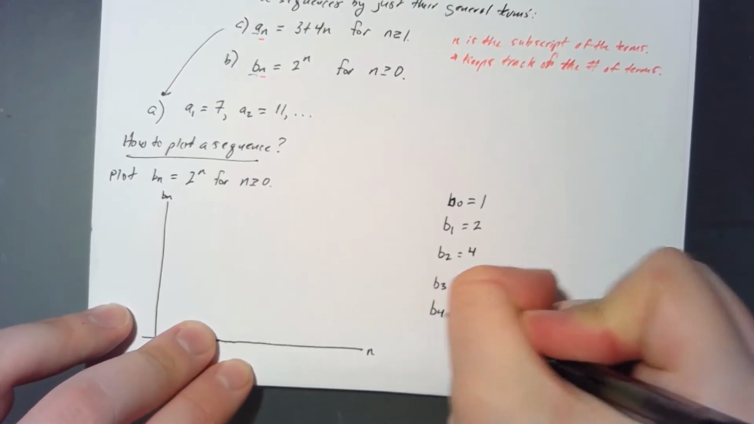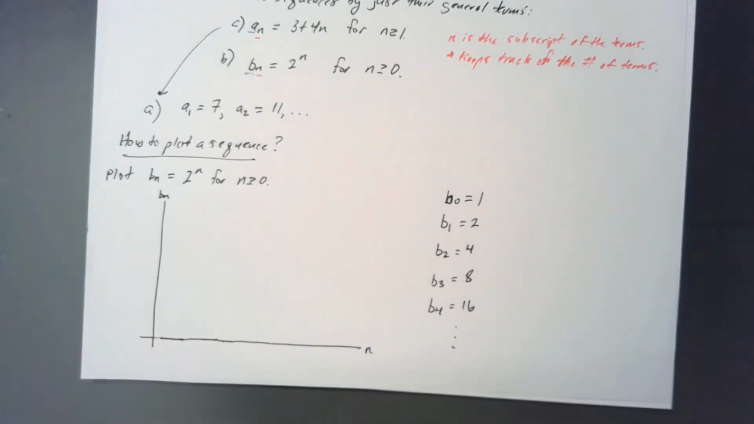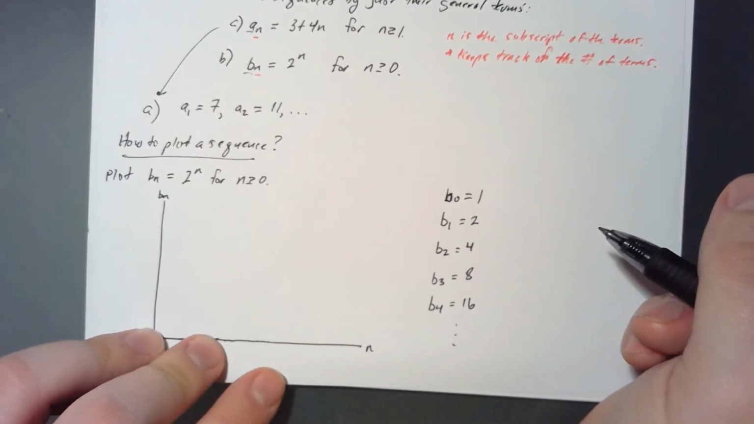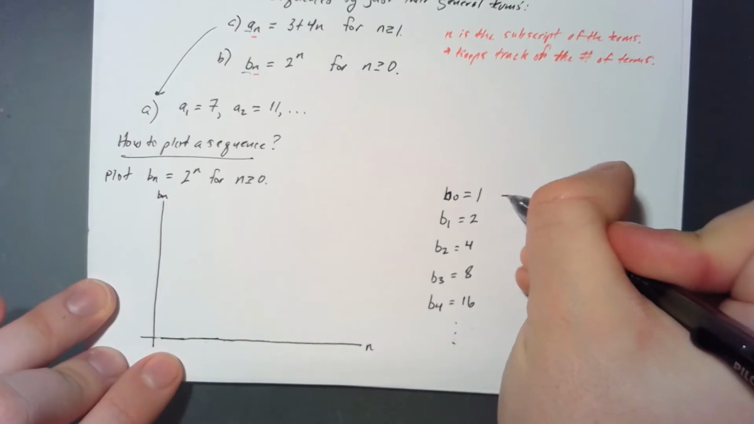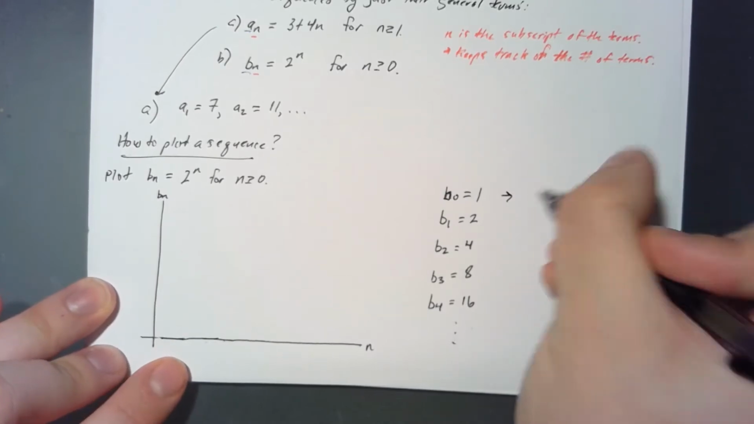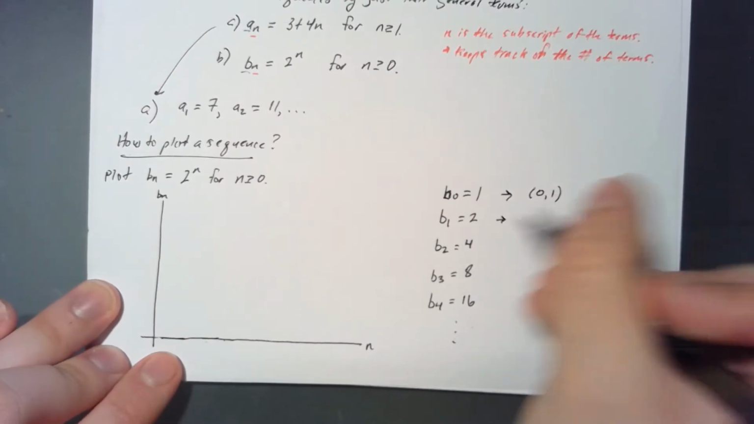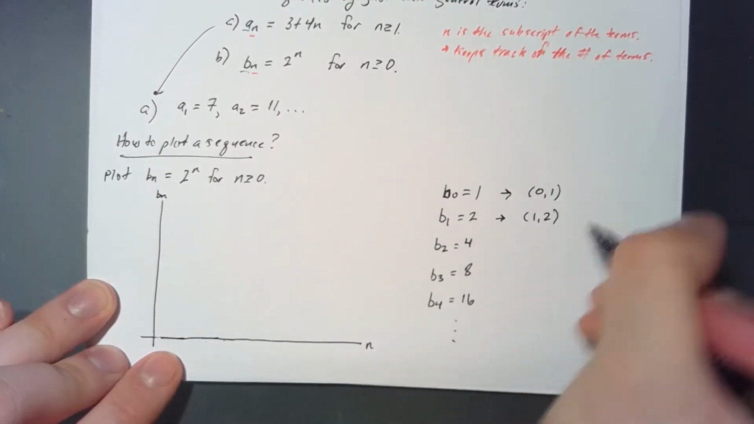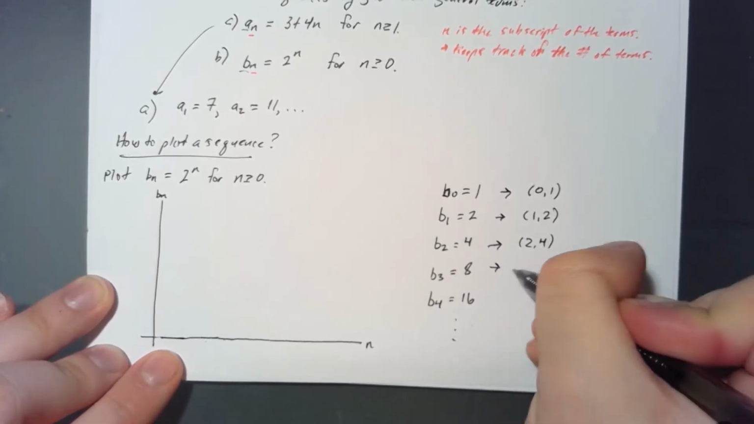8. 16. And I could keep going, but I just want to plot the first few terms of this sequence. So this is when n is 0. This represents the ordered pair (0, 1). This represents the ordered pair (1, 2), (2, 4), and so on.